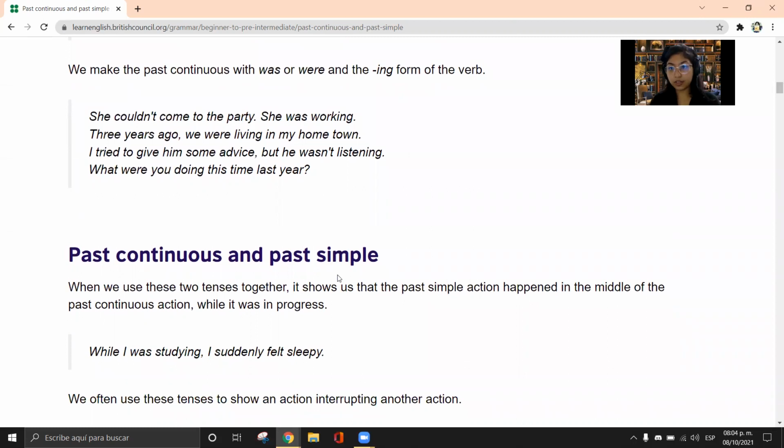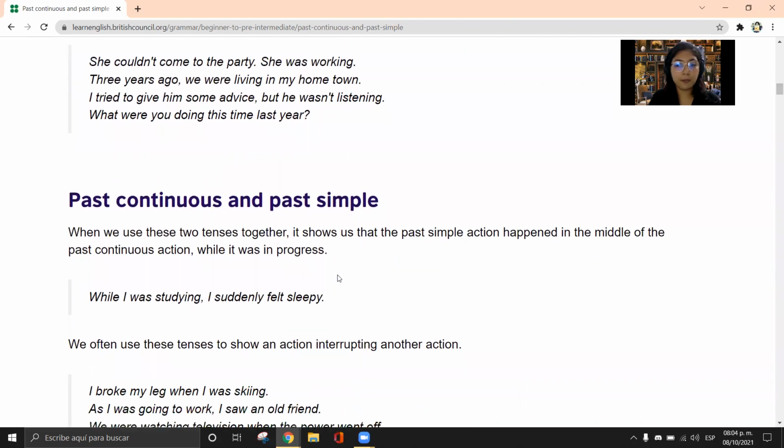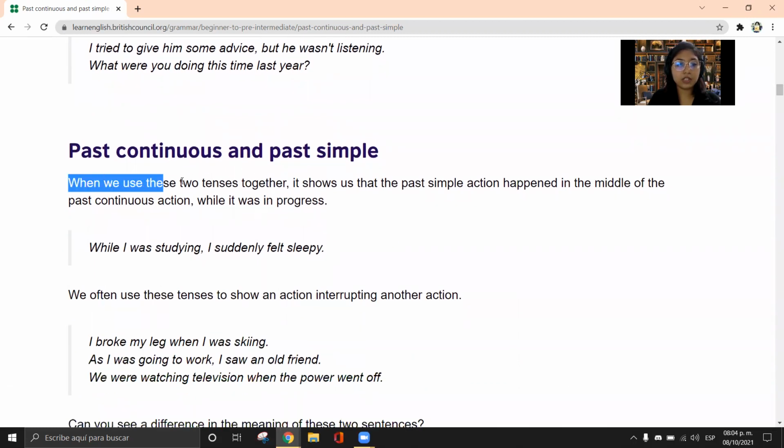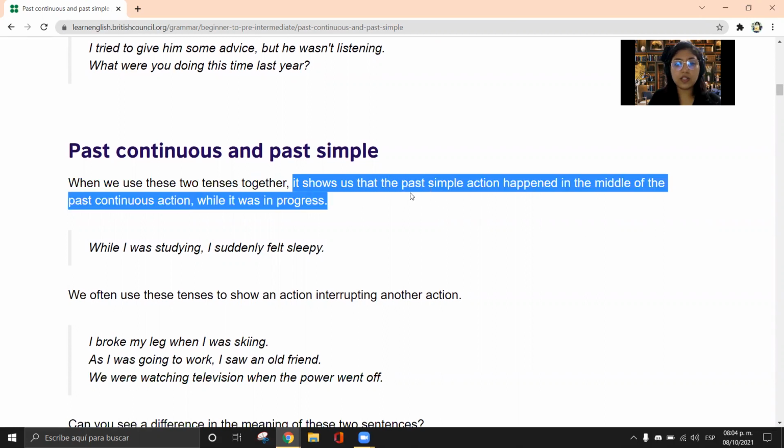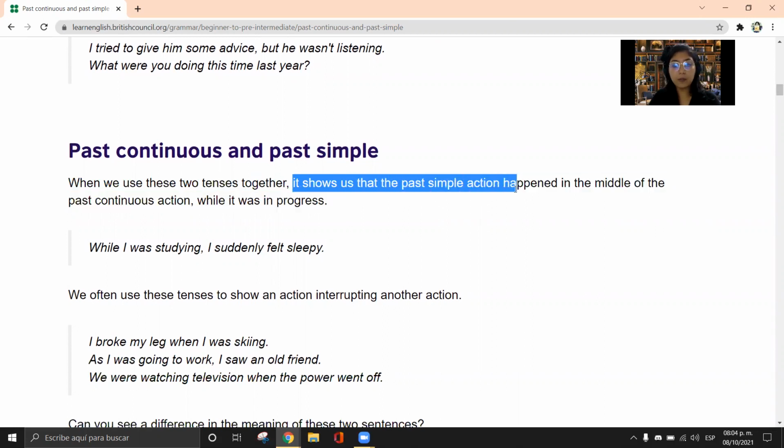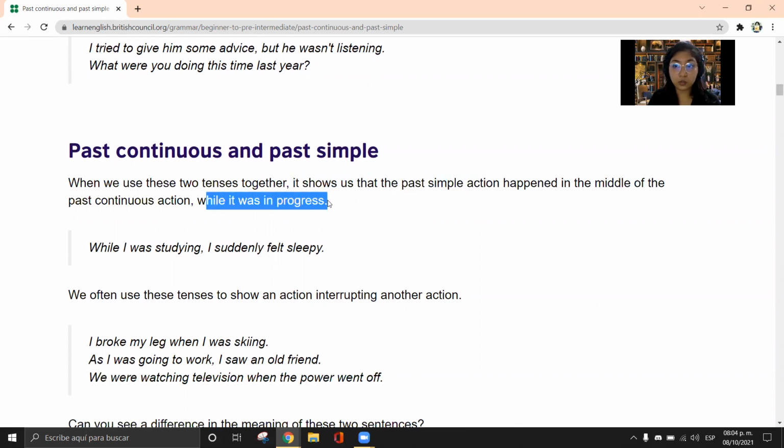Now, how to use them together, or how to differentiate when to use the continuous or the simple form. Let's see. When we use these two tenses together, it shows us that the past simple action happened in the middle of the past continuous action while it was in progress. While I was studying, I suddenly felt sleepy. Mientras estaba estudiando, right? So it was for a period of time. Let's say that you were studying for an hour, and then suddenly something caught that action.